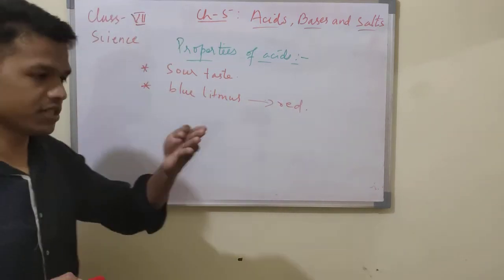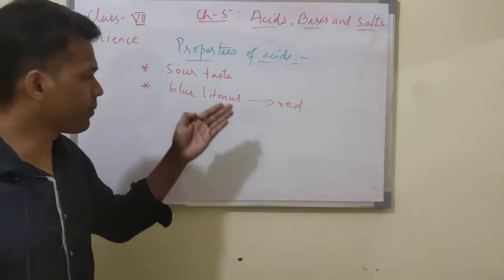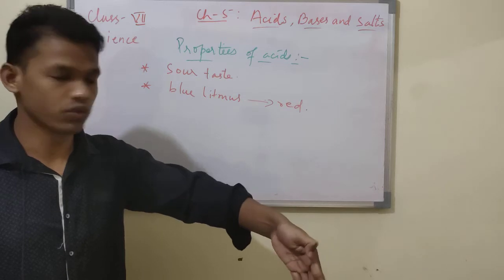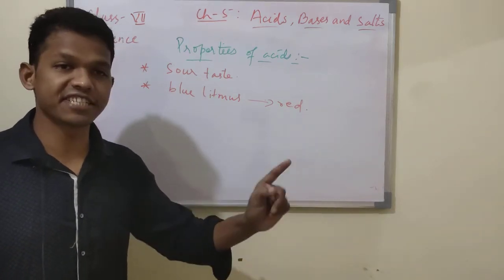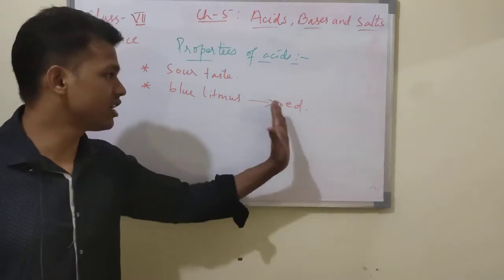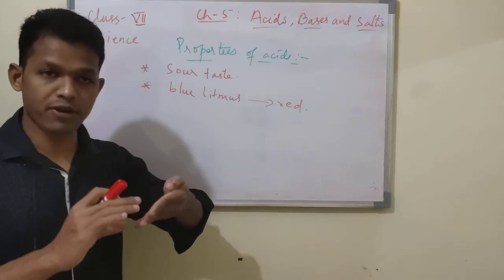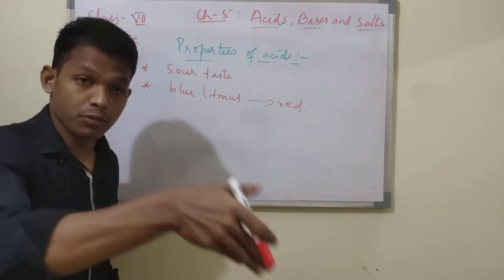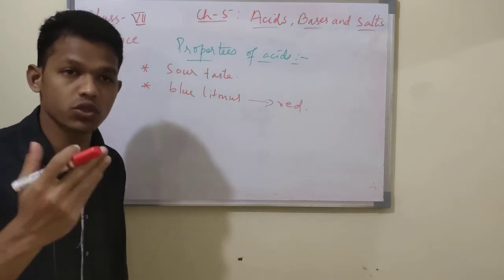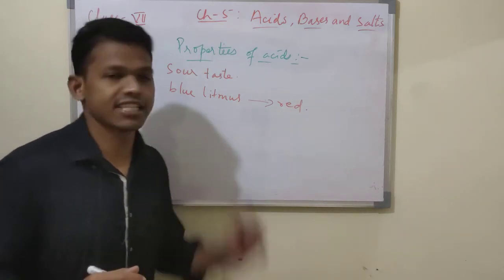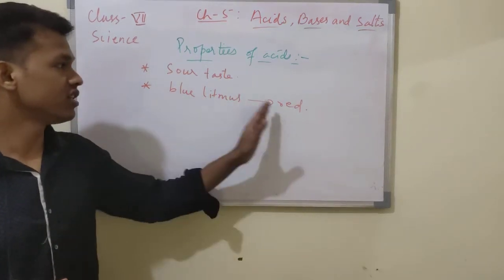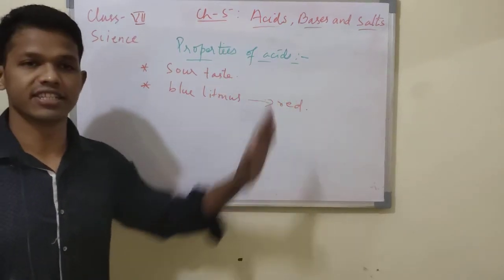Blue litmus is a paper. If you dip it in an acid solution, what happens? It converts into red, which indicates that it is an acid. If the paper color is red after putting it in the solution, then it is called an acid. So here blue litmus converted into red, which shows that it is an acid.